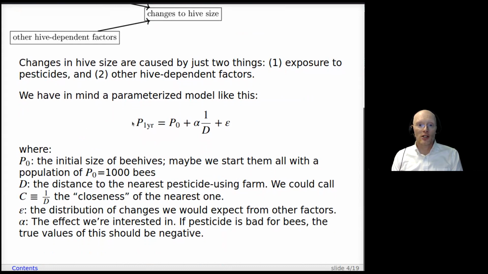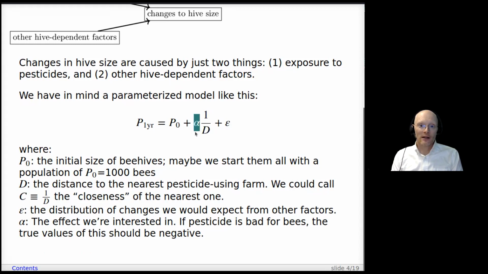So we can say, let's assume that the population after 1 year in a given hive is equal to the initial population. And maybe we control this, so let's actually make it the same for every single farm. We are going to fund and transport these hives to each household, and each one is going to start out with exactly 1,000 bees. And then a term here, which is related to the proximity to pesticides. So 1 divided by the distance, the inverse distance, in other words, how close the house is to a pesticide-using farm.